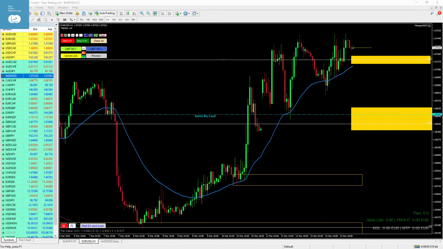And if this does not happen, so if this level does not hold and it comes again below this 38.2 level, then I would consider buying this pair around here.